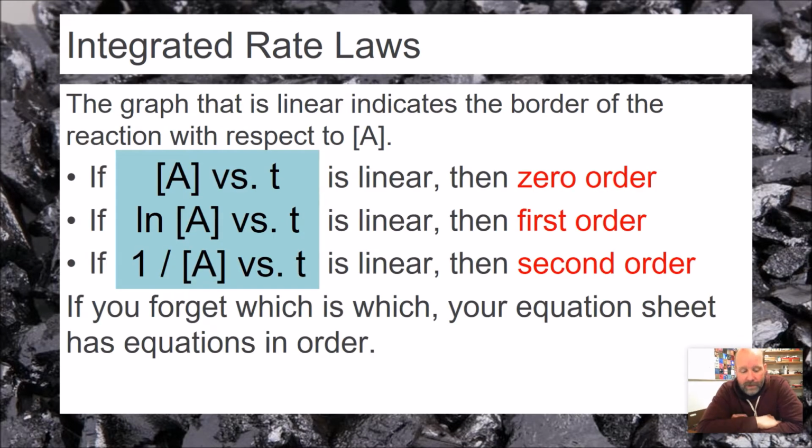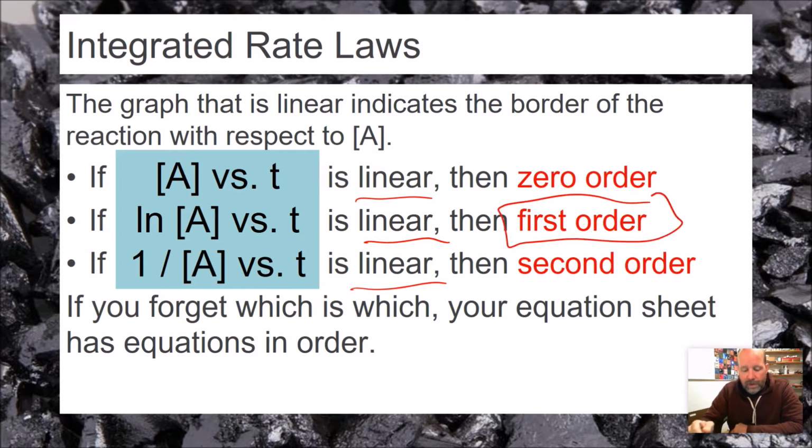So if the concentration of A versus time is linear, which it typically won't be, but if it is, we've got a 0 order reaction. And I told you those are kind of uncommon. We kind of talked about those in the previous lecture. If you plot the natural log of the concentration versus time, and that is linear, so you're just looking at which one of these is linear, then it's first order. And if the inverse of the concentration is linear, then it's a second order reaction.